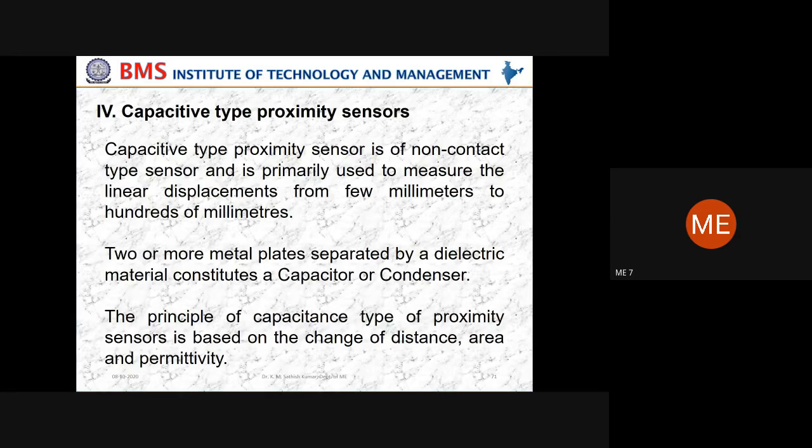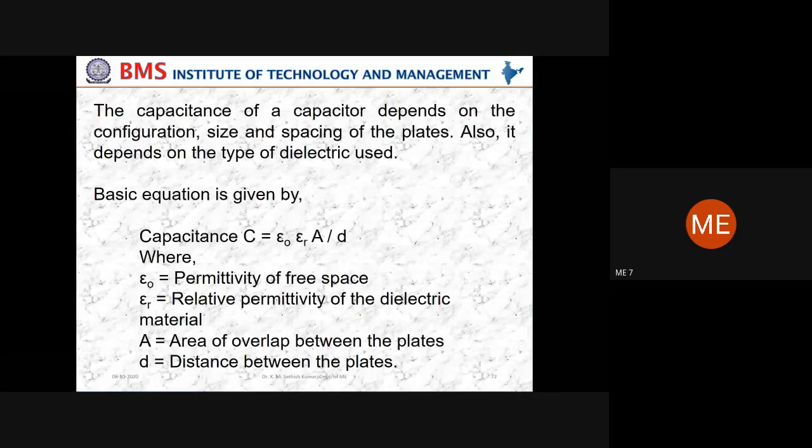Okay, dielectric media, and that constitutes what is called a capacitor or a condenser. Now what is the basic equation of a capacitor? If you can remember, the capacitance of a capacitor depends on the configuration, size and spacing of the plates. Also it depends on the type of dielectric used.